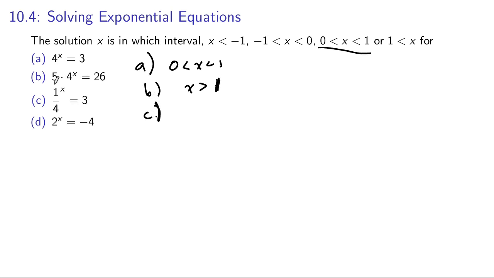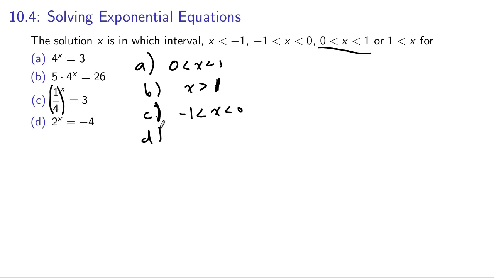C, here we have decay. There's a mistake in the slide here. This should be 1/4 in parentheses. So (1/4) to the x equals 3. So here we have decay. We started with 1. After 1 unit of time of decay, we'll have a quarter of 1, which is a fourth. But this is 3, so we're going backwards in time. So after negative 1, we would actually be quadrupling, going back in time, which would be 4 things. So this is somewhere between negative 1 and 0.